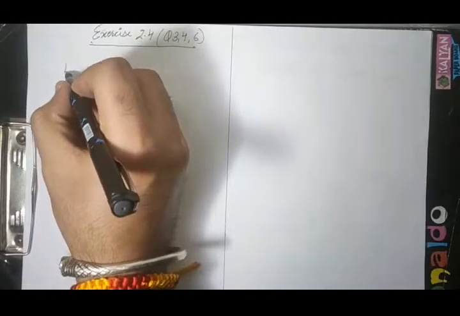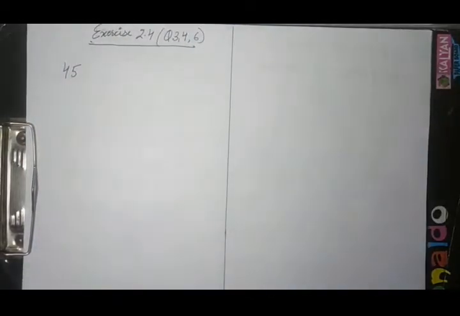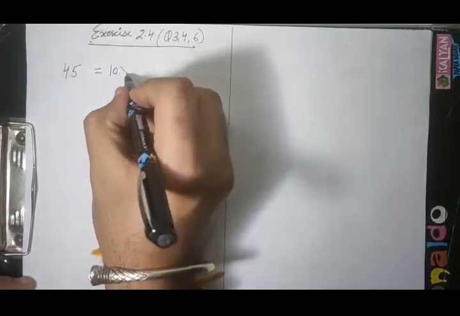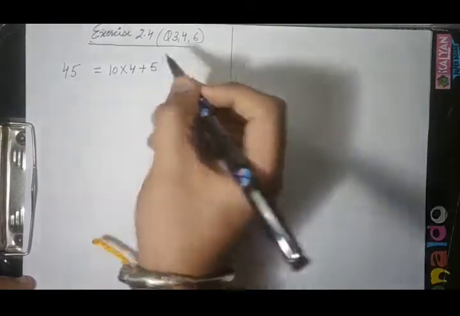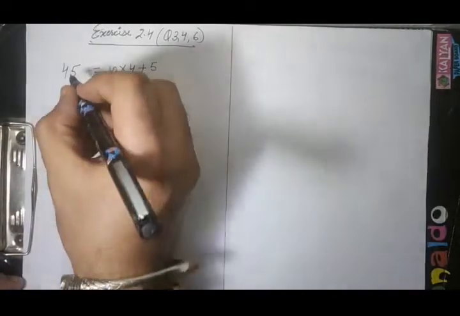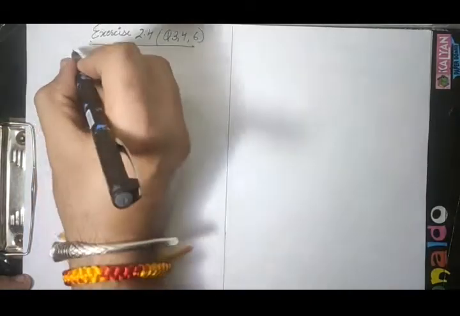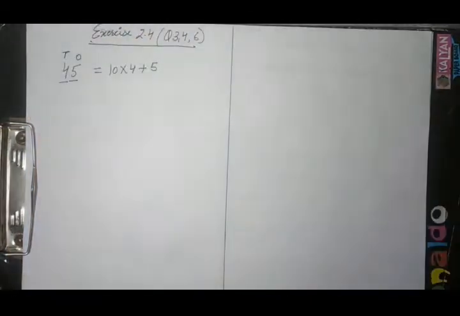For example, if we want to write the expanded form of a 2-digit number, I will take 45 here. So how to write expanded form of this 45? We write it as 10 into 4 plus 5. How do we write this? This 5 is at 1's place, this 4 is at 10's place. So we write it as 10 into digit at 10's place plus 1's place digit.